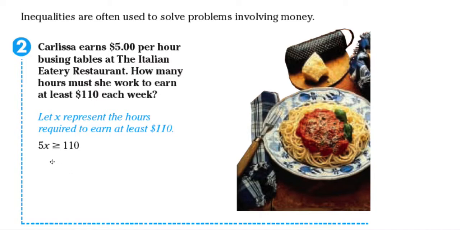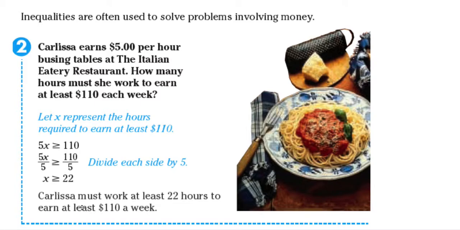And then we solve for x. We divide both sides by 5. Since we are dividing by a positive integer, we do not reverse the order symbol. So you end up with x greater than or equal to 22. Okay? In words, Carlissa must work at least 22 hours to earn at least $110 a week. Okay? And that's how you use inequalities to solve that word problem.